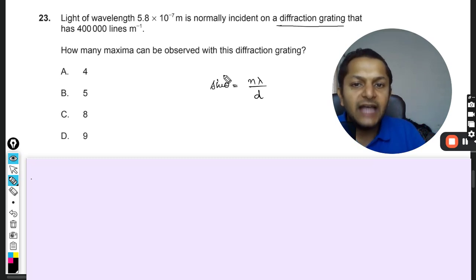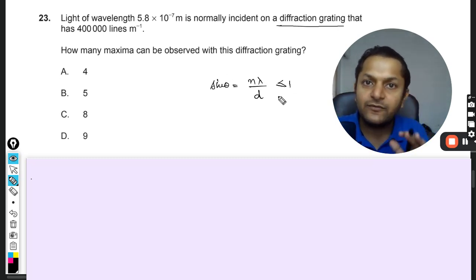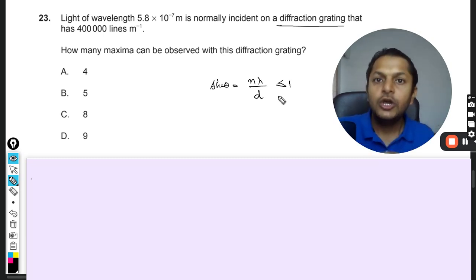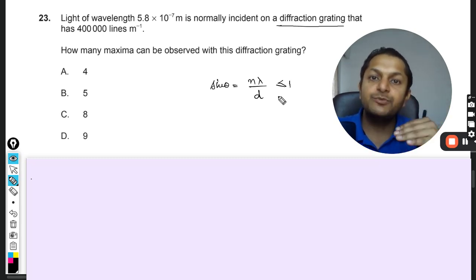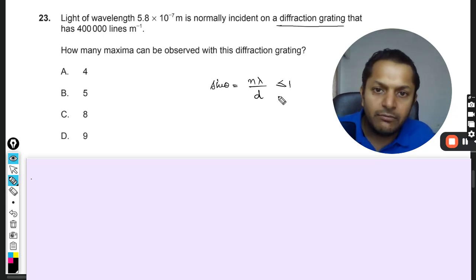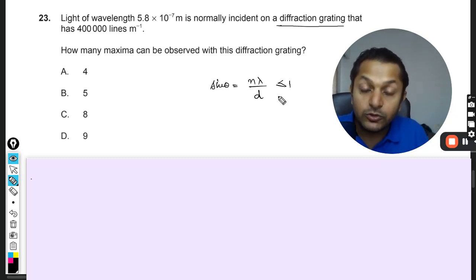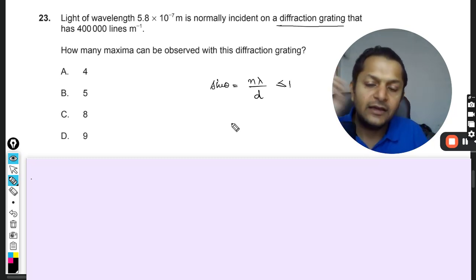Now, sine theta value has to be less than or equal to 1, always, that we know from a mathematical point of view, because sine theta always has values ranging between 1 and -1. You know it in maths, isn't it? So sine theta is less than or equal to 1. Now let us plug in the values and find the value of n.